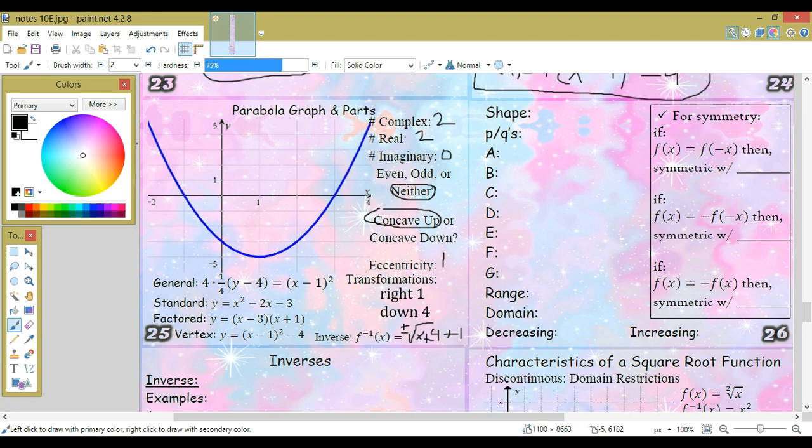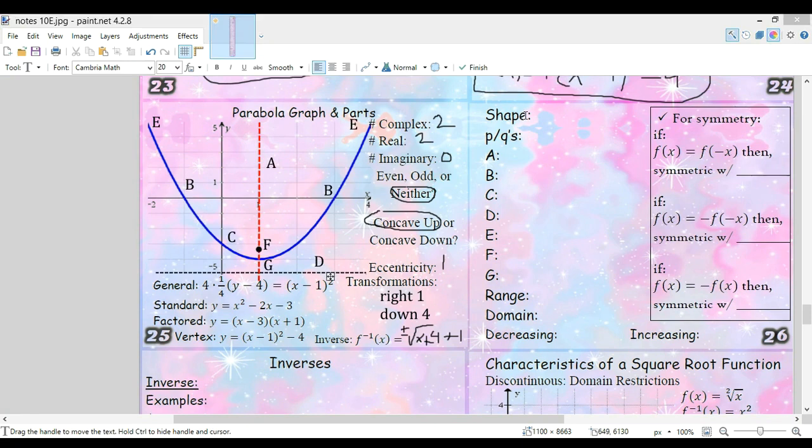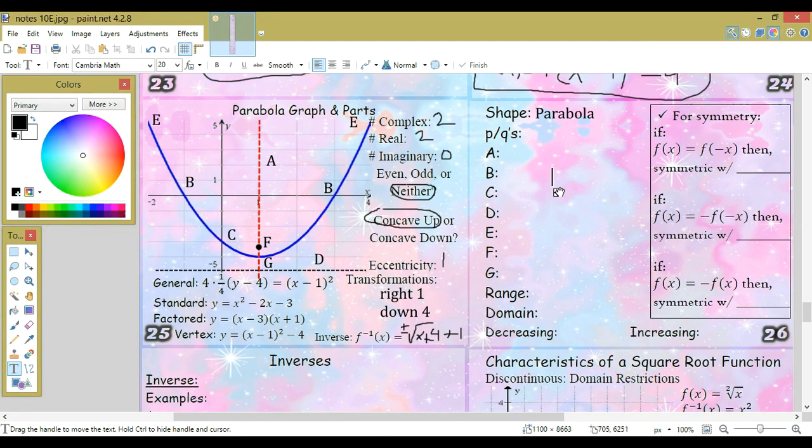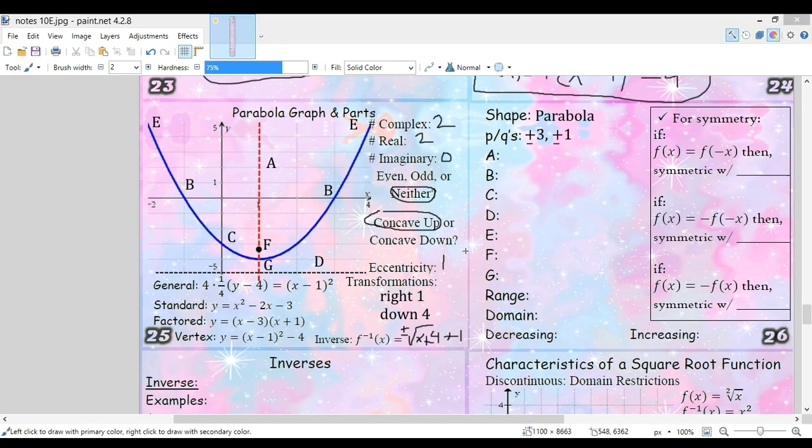Now notice on your copy of the notes, you should have letters labeled A, B, C, and so on. For each of these, the shape is a parabola. P over Q are possible rational numbers. It would be plus or minus 3 and plus or minus 1. Now A is the axis of symmetry. That's that red line, a vertical line going up and down. If you were to fold along that line, the two blue sides of the graph would be symmetrical.